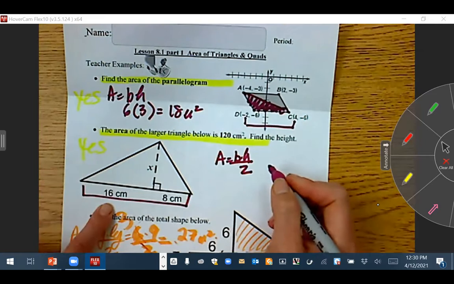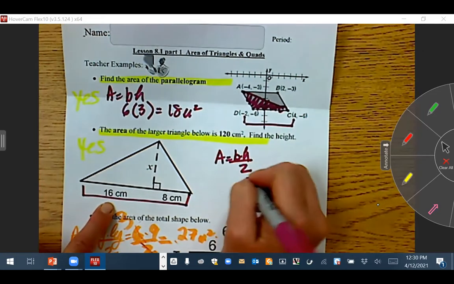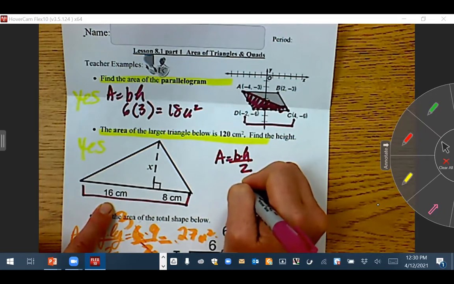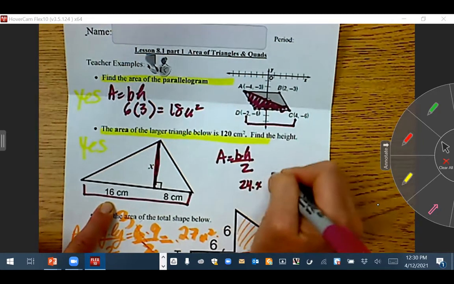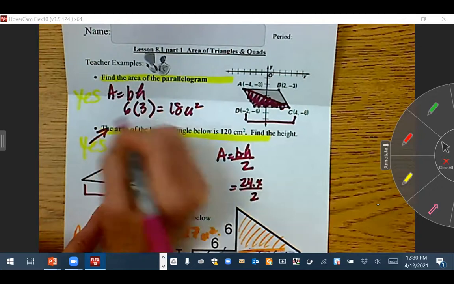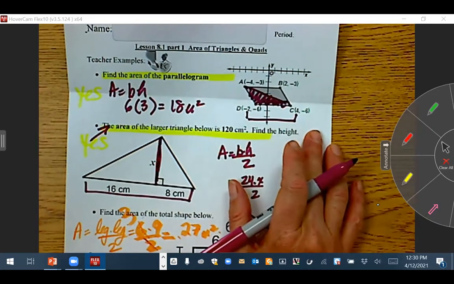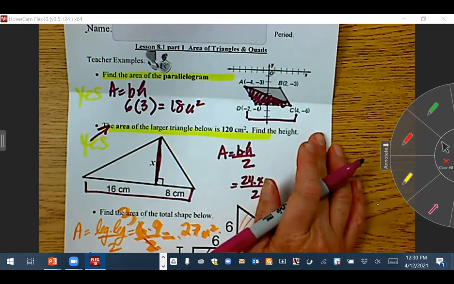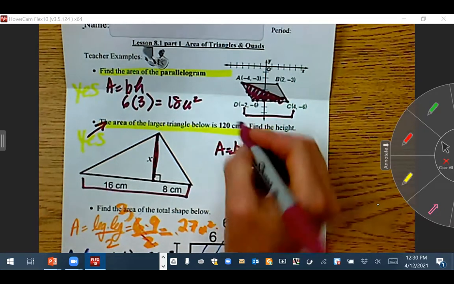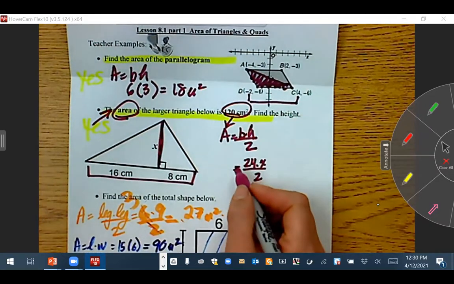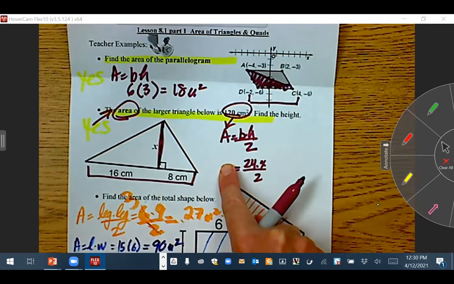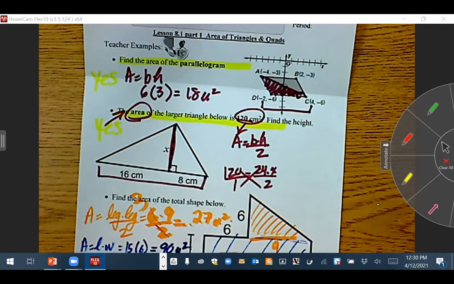What would our base be? Which is? 24. Then we go like this. Do we have our height? Call that x over 2. Now, could you read? I actually skipped the actual question. Could you read that? So where did that 120 go? Yeah, so in this equation, where does the 120 go? Wait, do you see area? There you go, 120. Pop that over 1, cross multiply and solve. You got it? Good job.